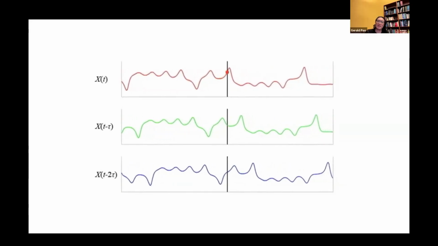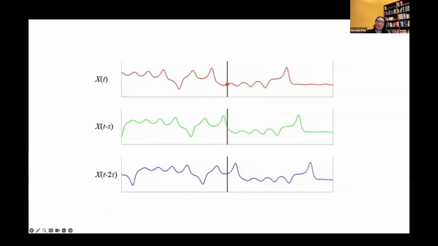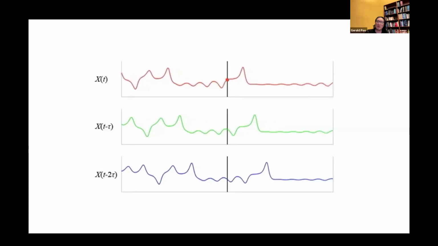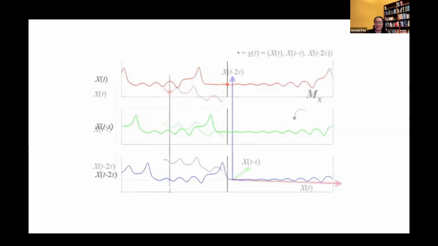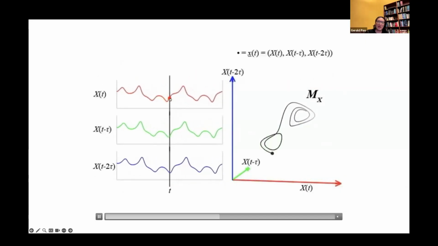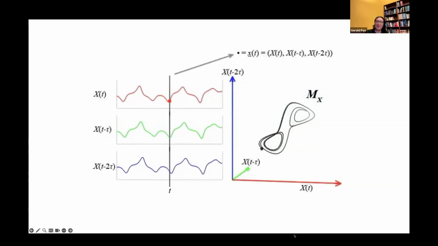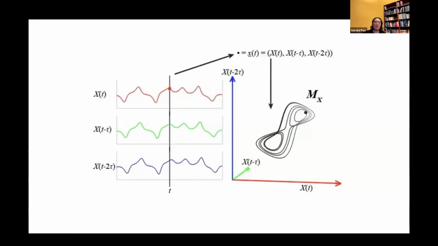One is x of t, then x of t minus tau, shifted over by this amount tau, and then shifted over by 2 tau. So once I start plotting those against each other, you're going to see that you start generating a manifold that's called the shadow manifold of X. And you're going to see how this changes over time. As this value changes here, you plot it on this, and that's basically what you get. So this is called a delay embedding or a shadow manifold.